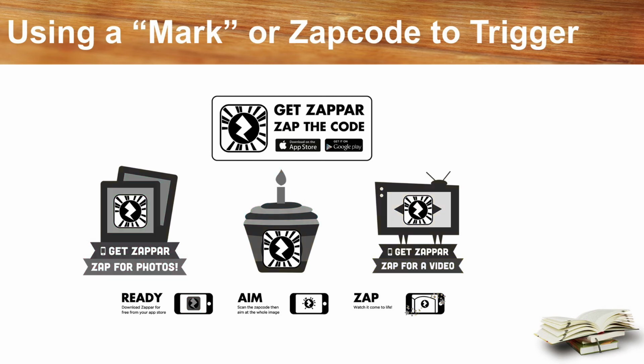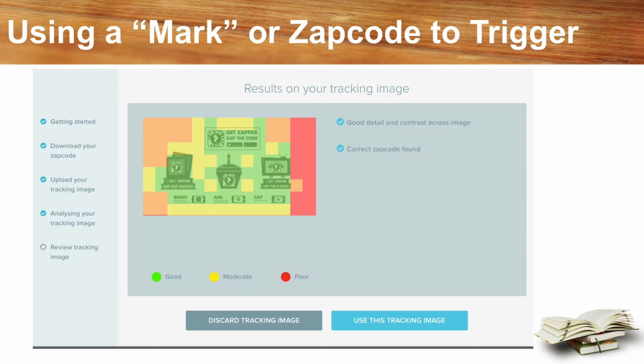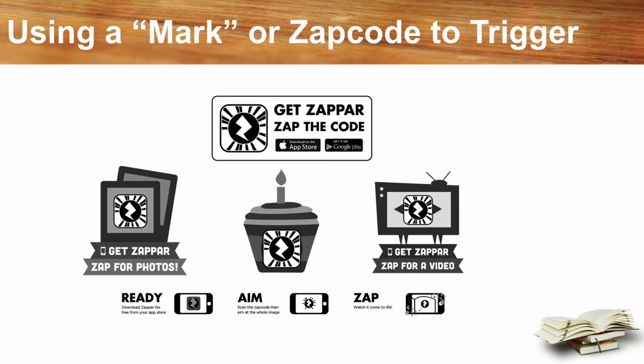I used a black and white image to trigger this page. When I upload the image, it tells me the quality of my image by showing me green for detailed areas and lets me know if my Zap Code is recognizable. The Zap Code can be as small as 8 millimeters or 1/3 of an inch. Feel free to try out the Zap Code on this image. To try this image, download the free app Zapbar.